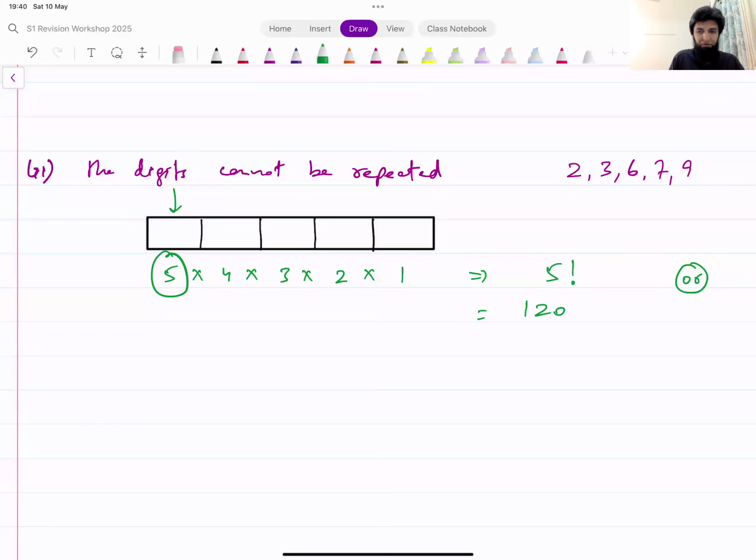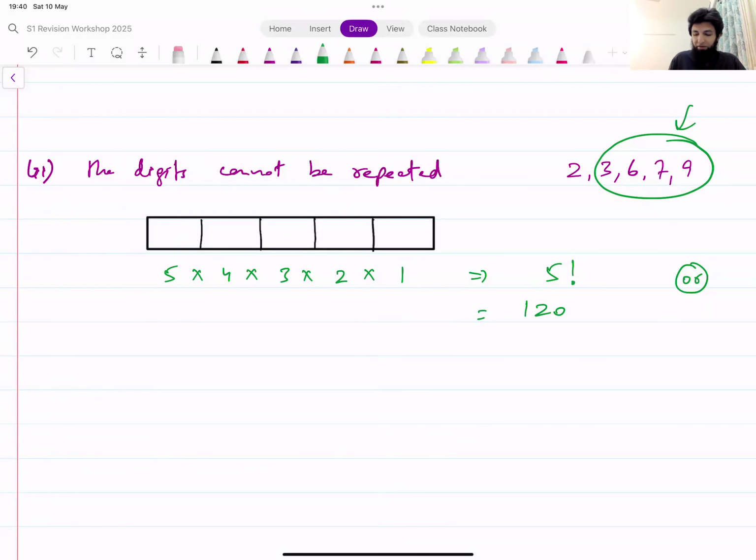We've got 5 options for the first box, but then if we have placed 1 digit in the first box, how many options do we have for the next one? Let's say we put 2 in the first box, then we only have the remaining 4 options for the next box. So that's only 4 options for the next one if the digits cannot be repeated.